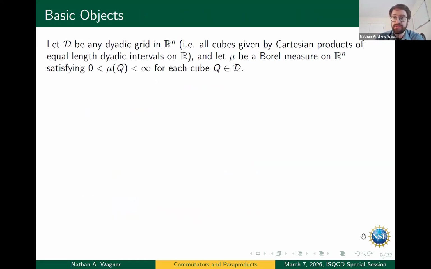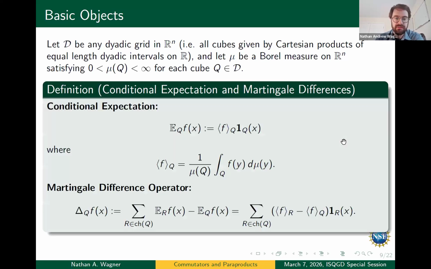Okay, and there are some results that we're also going to state in higher dimensions, so we can look at dyadic grids in R^n rather than just the real line. And we'll consider some locally finite Borel measure on R^n, and we'll also assume that that measure is strictly positive on each dyadic cube. And we can define these probabilistic operators that are well known, such as the conditional expectation over a cube, where we average f on Q multiplied by the characteristic function of Q. And here the average, this bracket notation again, just means integral average with respect to mu.